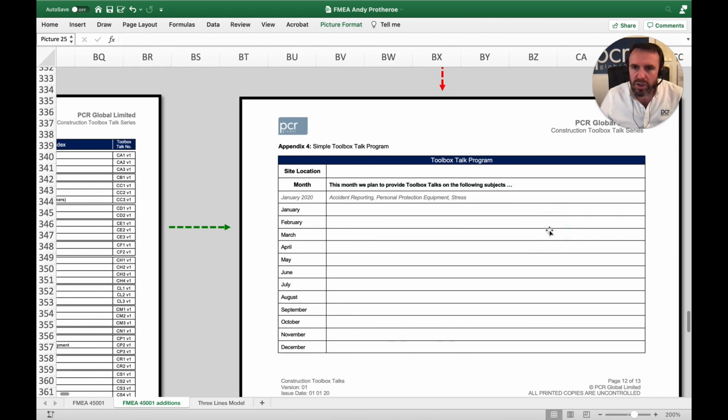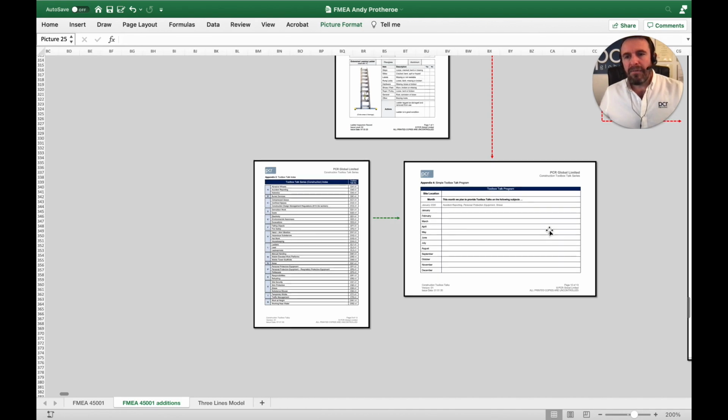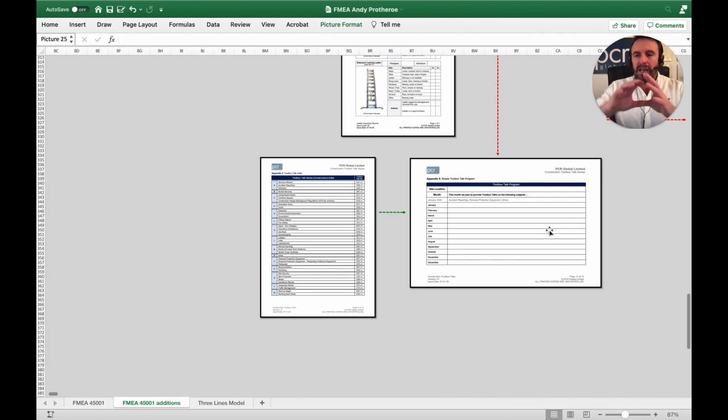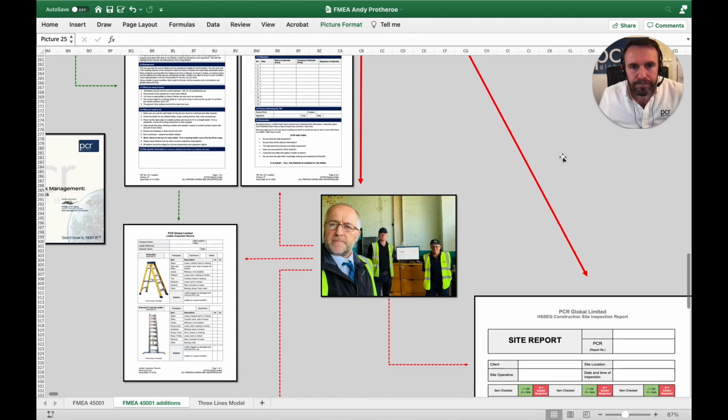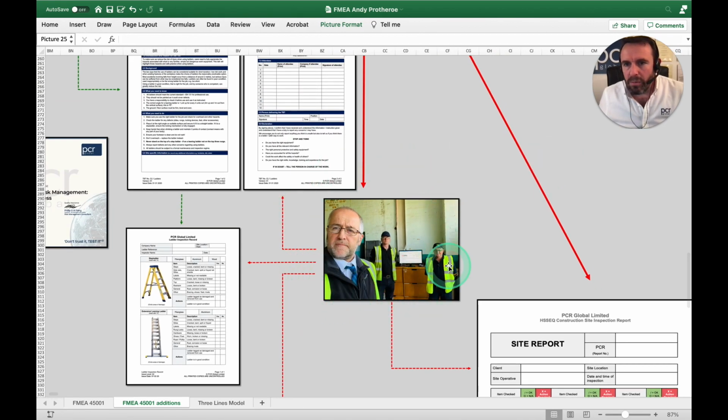So can you see that this FMEA is a point in time? So much has to come out of it in order to rectify the failure modes that we identified. So what else? So ultimately now, this is Ian, one of our guys. This is Ian, one of our directors, I should say.